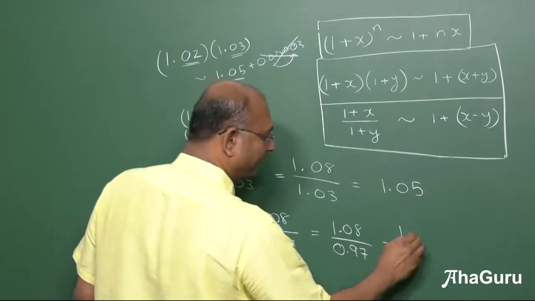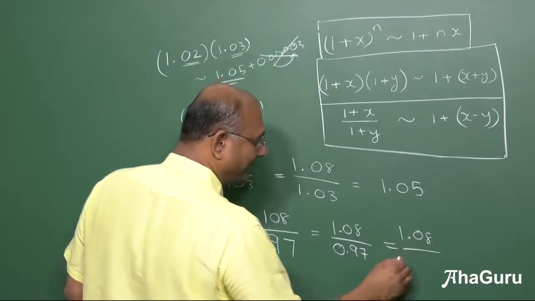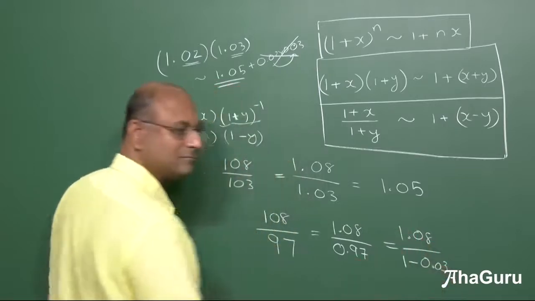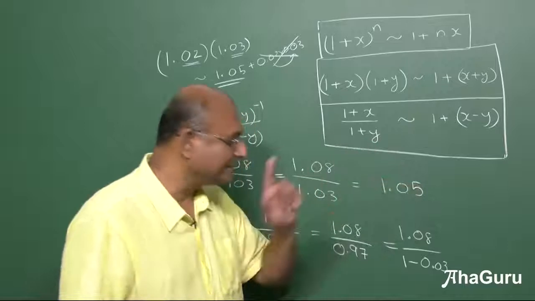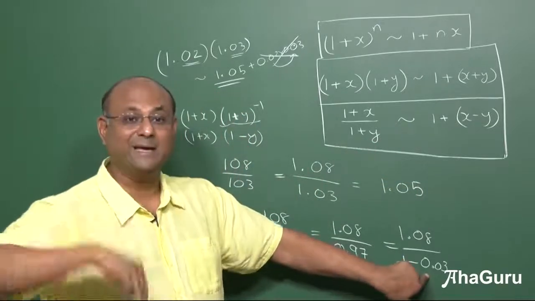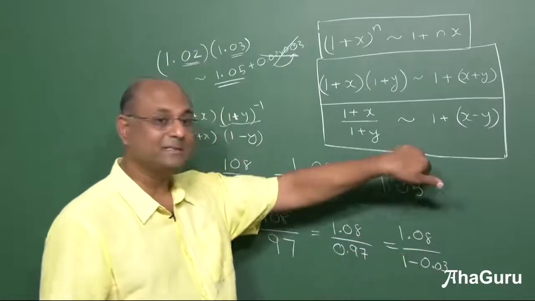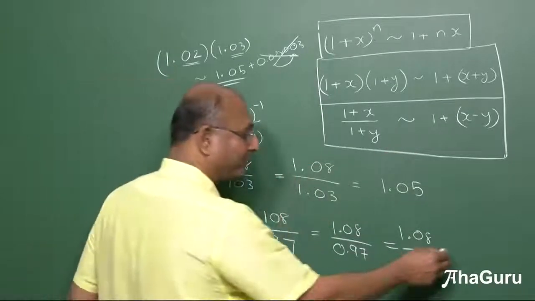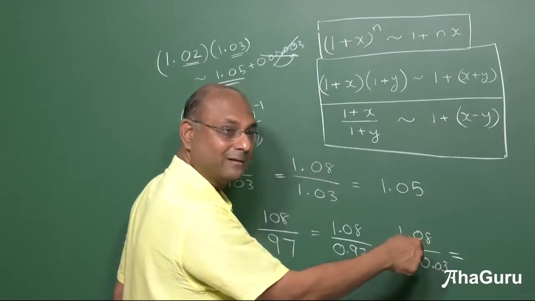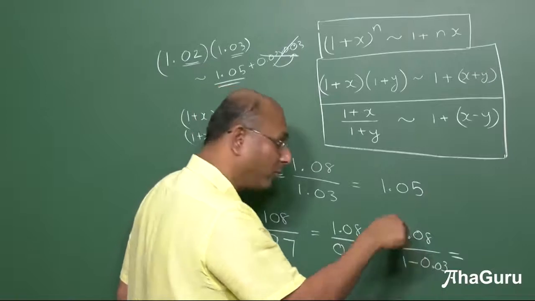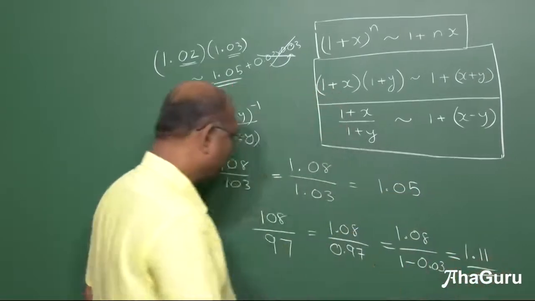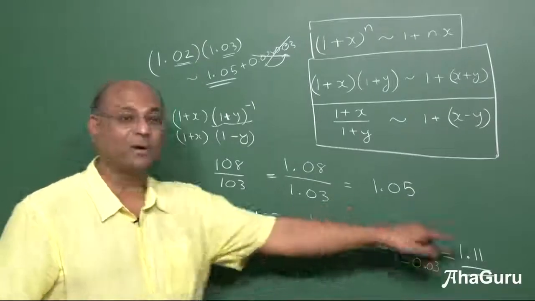Now, 1.08 by 1 minus 0.03. 1 plus 0.08 by 1 minus 0.03. So, y in this case is minus 0.03. And then when you take this up, what will happen? It will become plus. So, therefore, you will get 0.08 plus 0.03. How much is that? Tell me. 0.11. So it's going to become 1.11. So we found 108 by 97 is 1.11.